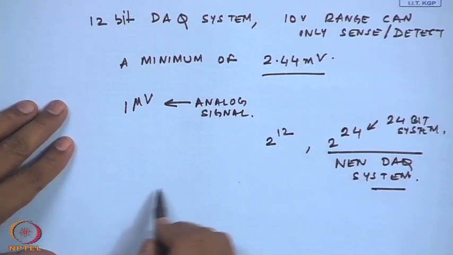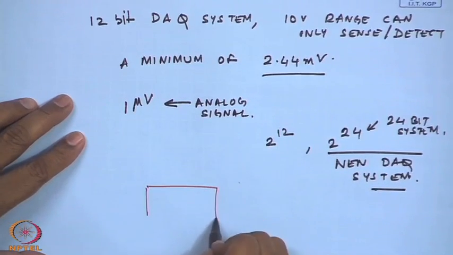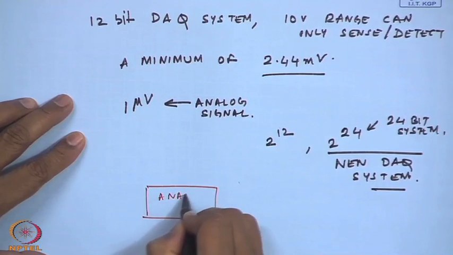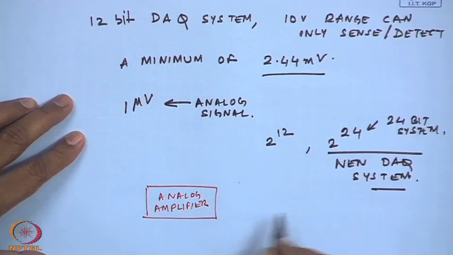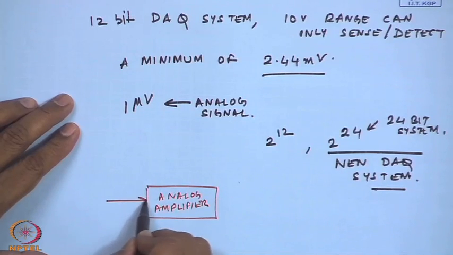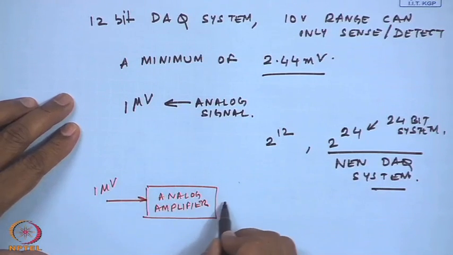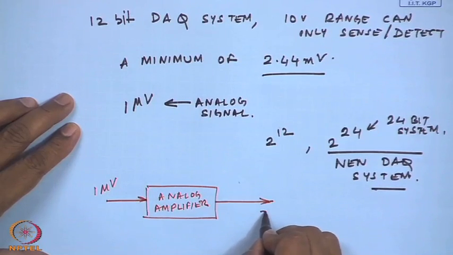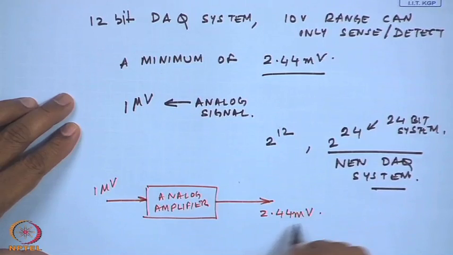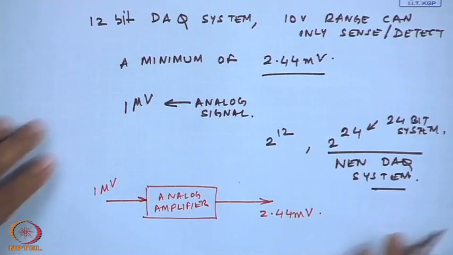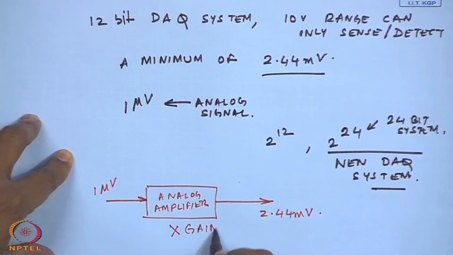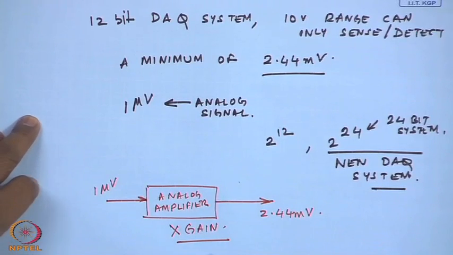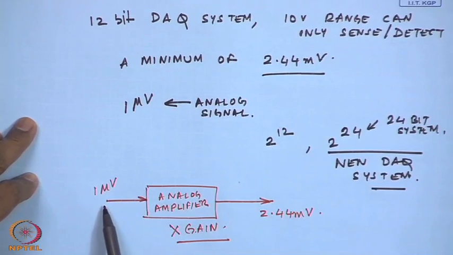If that is not possible, in between, what I can do is I can have a very nice analog amplifier with high signal to noise ratio, so that I give my 1 microvolt and I make it at least 2.44 millivolt or more. Okay. So I have to amplify it. I have to multiply with some gain. So for this analog amplifier, the question is, what is this gain so that a 12-bit system is going to register 1 microvolt.